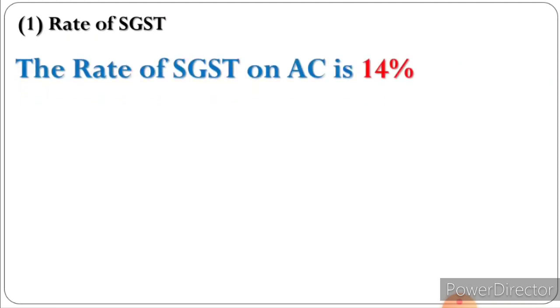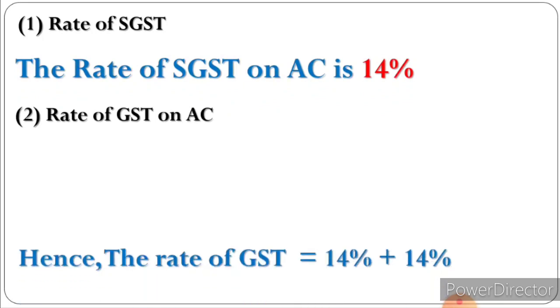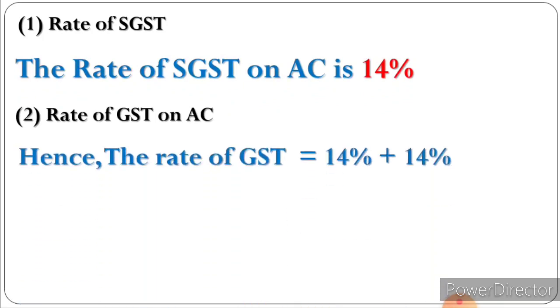So the rate of SGST on AC is 14%. Your second question is the rate of GST on AC. Hence the rate of GST will be equal to CGST plus SGST, that is 14% plus 14%, 28%.